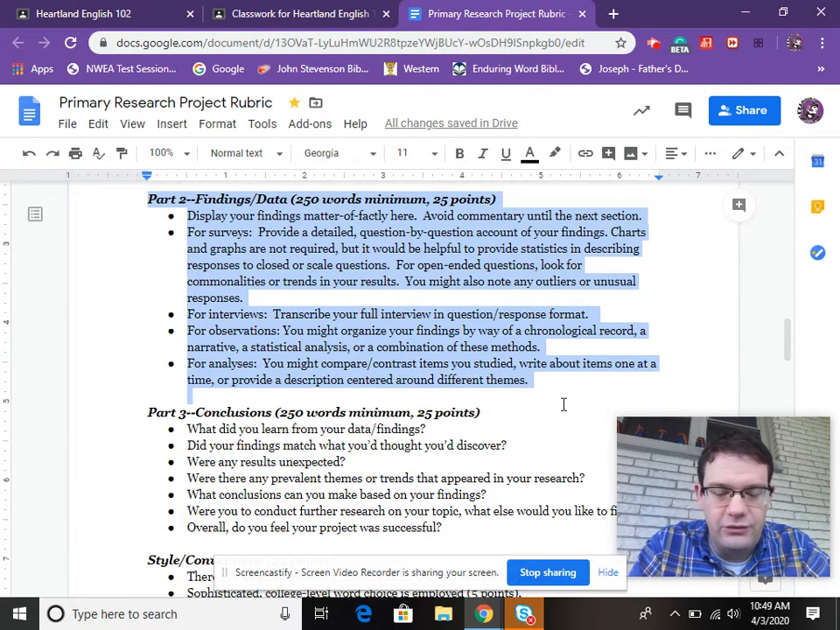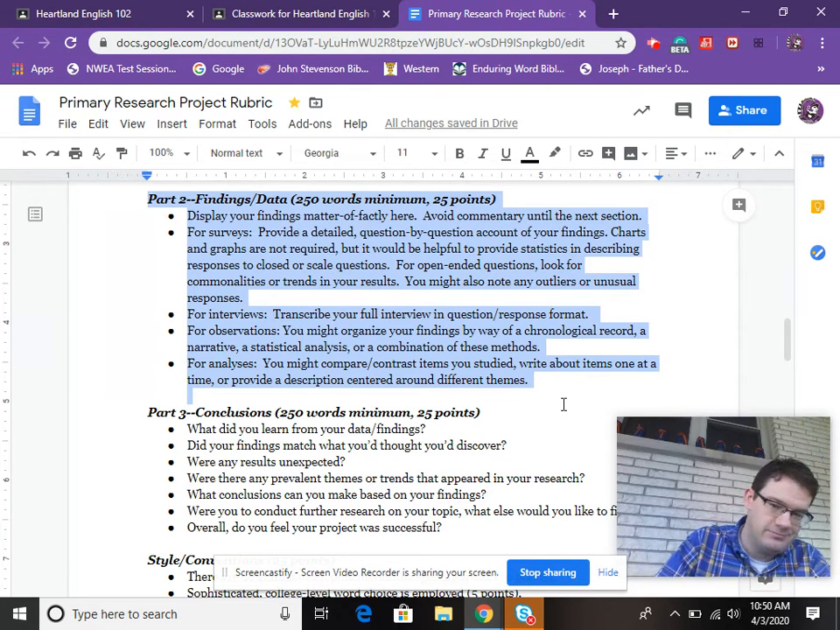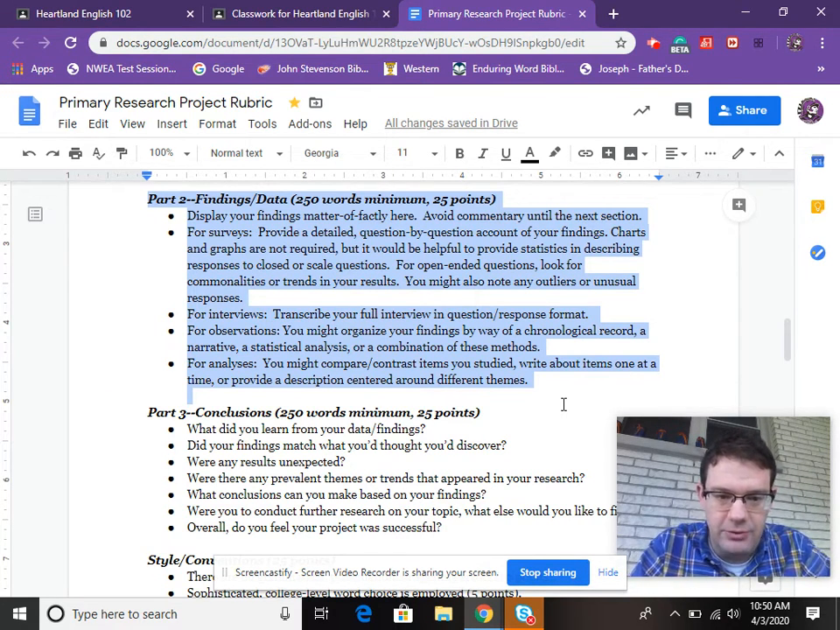This is really just the facts here. You don't want to draw any conclusions here, because that's part three. So put the facts here. It says for surveys, provide a detailed question by question account of your findings. Charts and graphs are not required, but they might be helpful. Google Forms generates charts, and you can include those in your write-up at this point.